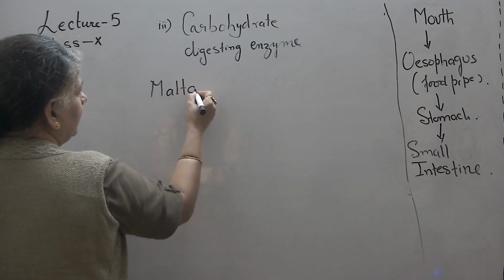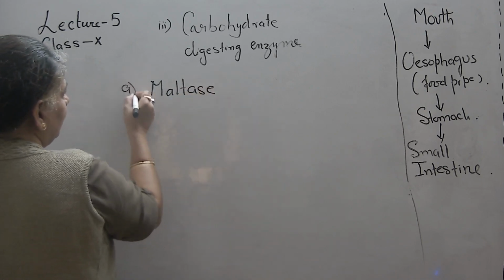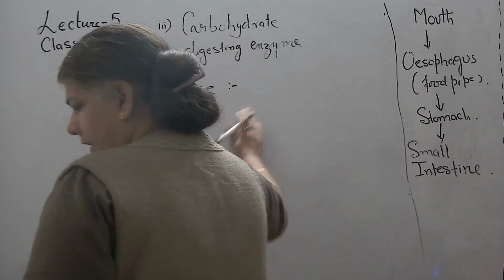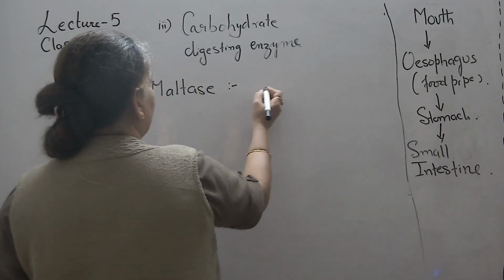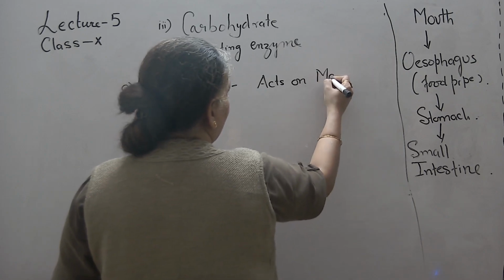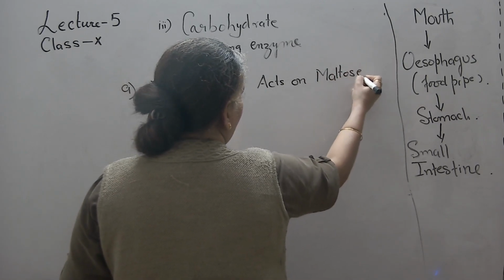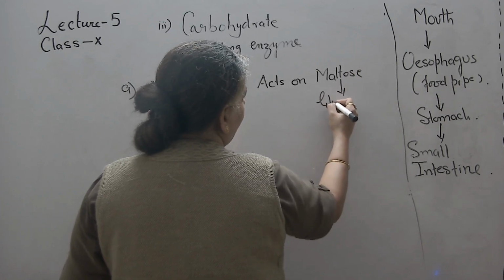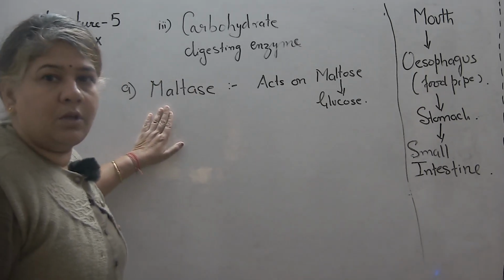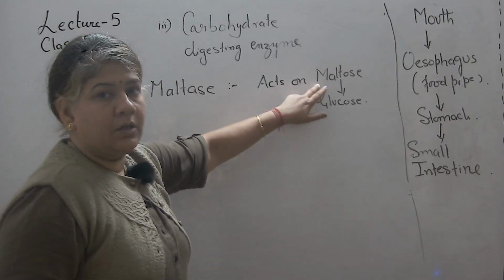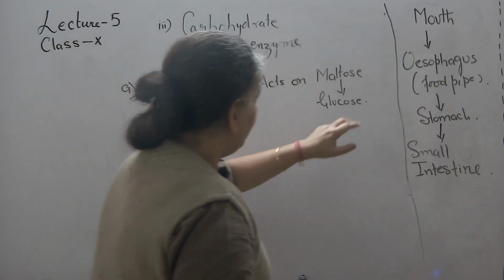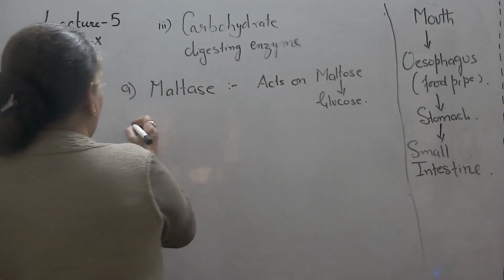Maltase acts on maltose and converts it into glucose. See, maltose is also a simple sugar, at least simpler than starch, but glucose is the simplest form.